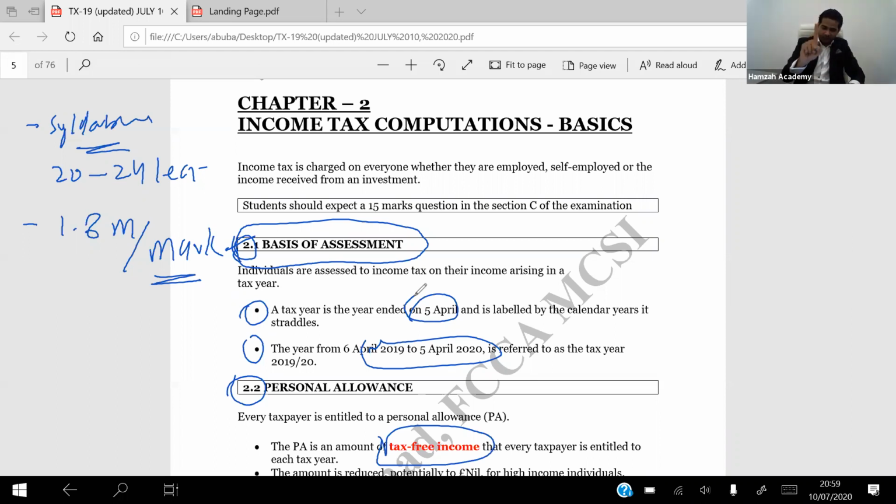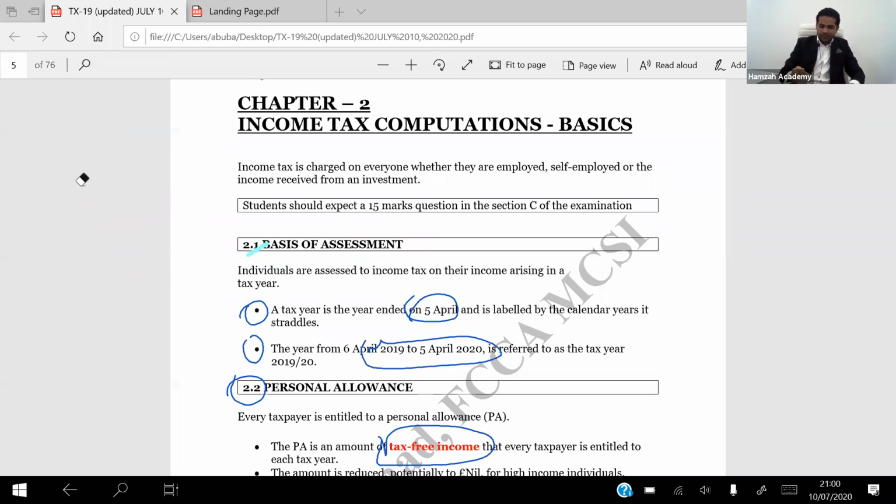The first one I have told you, 1.8 minutes per mark you have. You don't have more. I'm sorry, I cannot really do anything about that. That's the proportion of time each mark has.